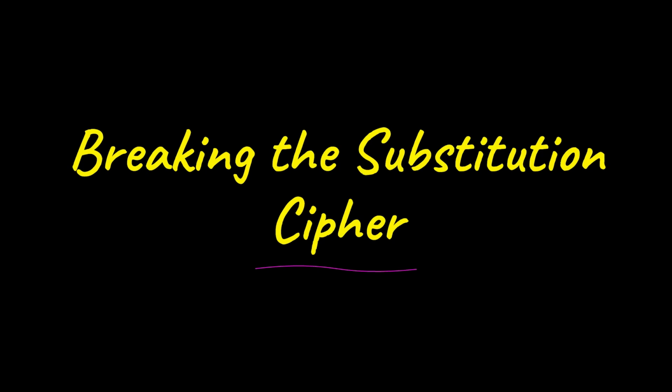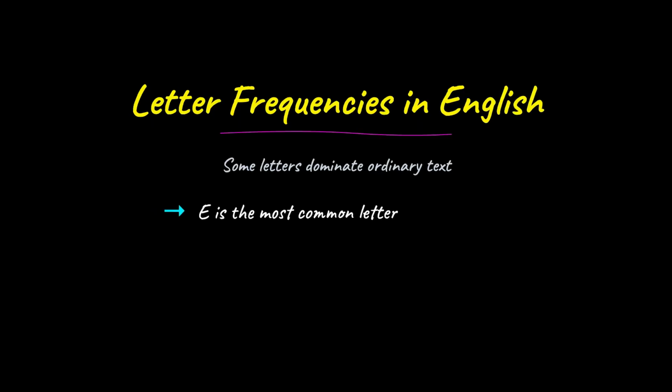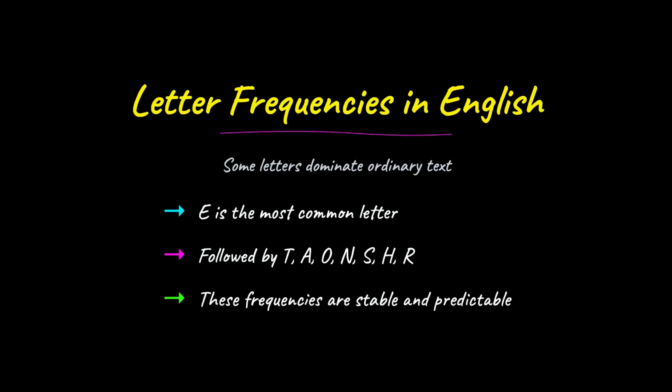It exploits a simple fact about language. Letters don't appear equally often. In English, E is the most common letter, followed by a familiar group: T, A, O, N, S, H, and R. These frequencies stay stable and predictable across ordinary text, and that predictability becomes a weakness.